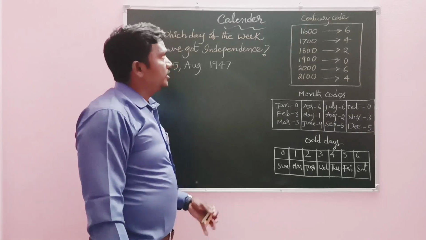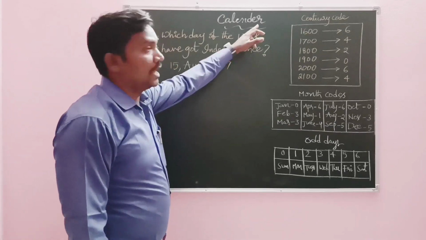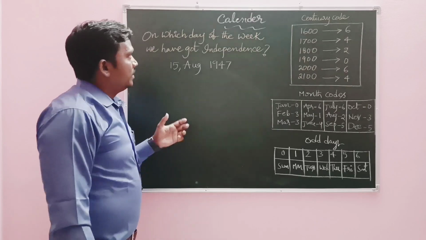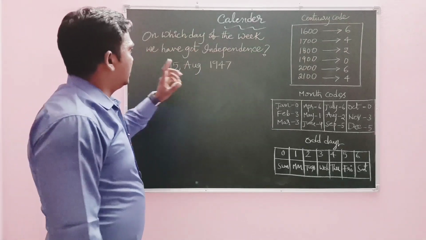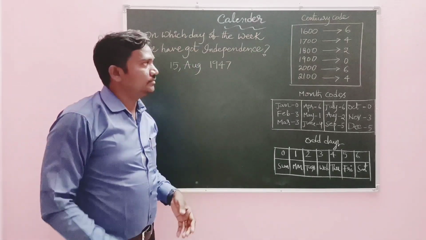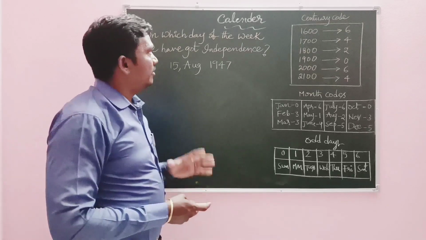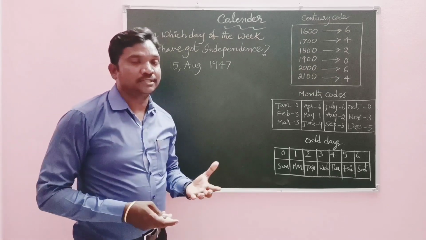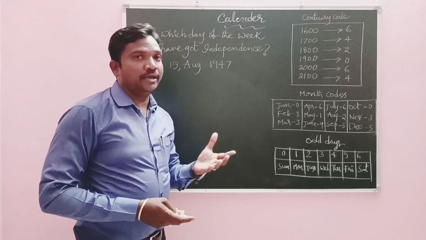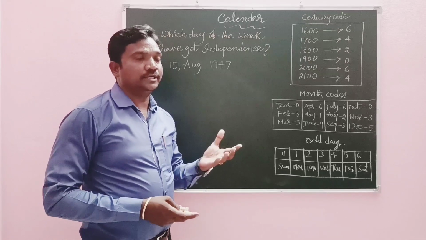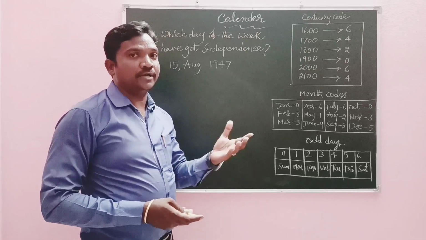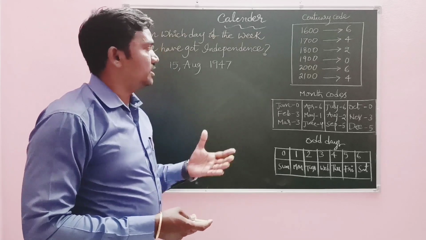Now we are entering into the main concept of calendar. On which day of the week did we get independence? Do you know that? On which day did we get independence? Whether it is Monday, Tuesday, Wednesday, Thursday, Friday or Saturday. What is that day?